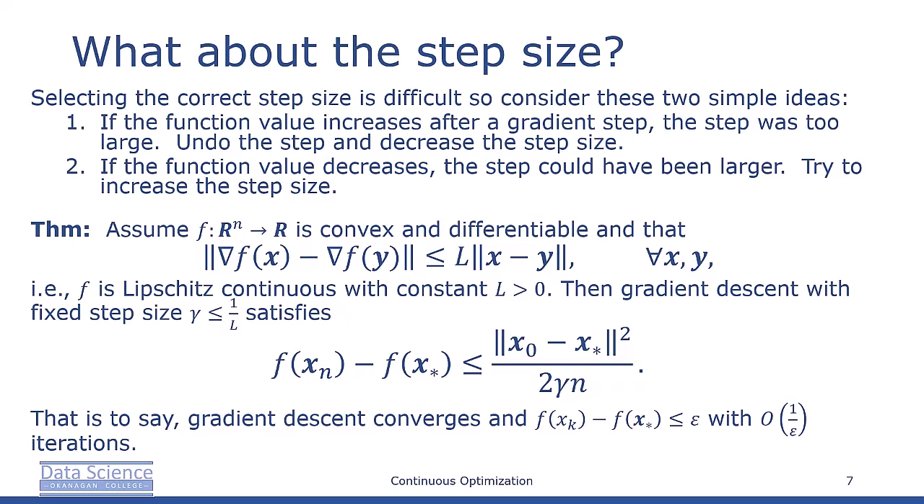Now, while you might say that undoing a step seems to be a waste of resources, using this heuristic actually guarantees monotonic convergence.